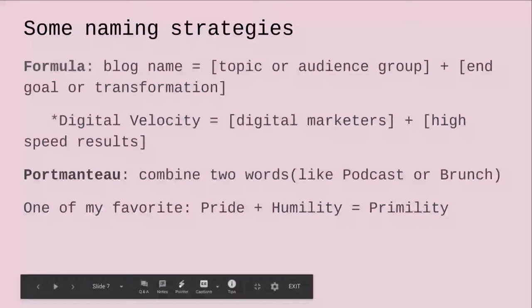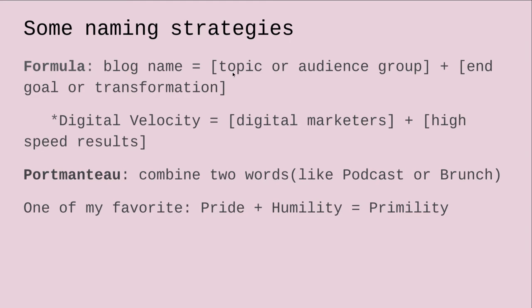So here are some naming strategies for your blog. You could work with this formula. You could have your blog name be the topic or the audience group, so being a mom, and then the end goal or transformation. So maybe mine would be Moms Unite, or Moms Let Go, if I want it to be about trying to be less stressed. So here we have Digital Velocity. So it's digital marketers and then high speed results.